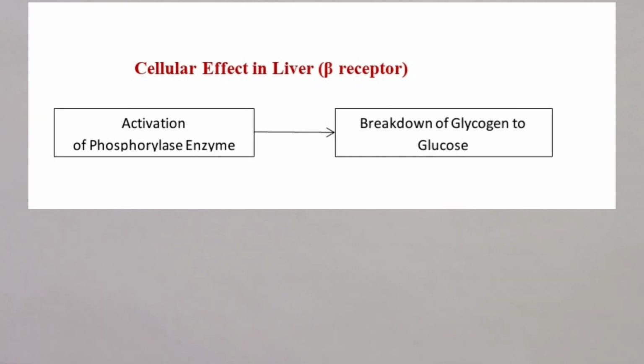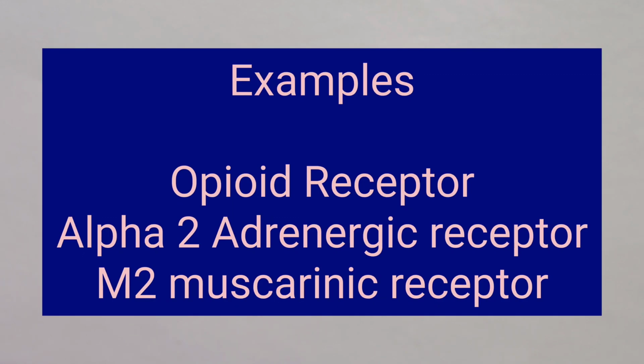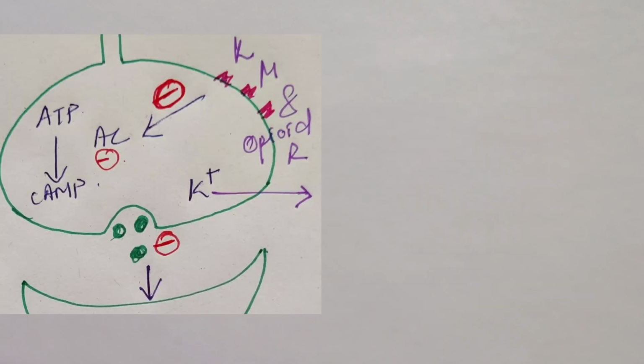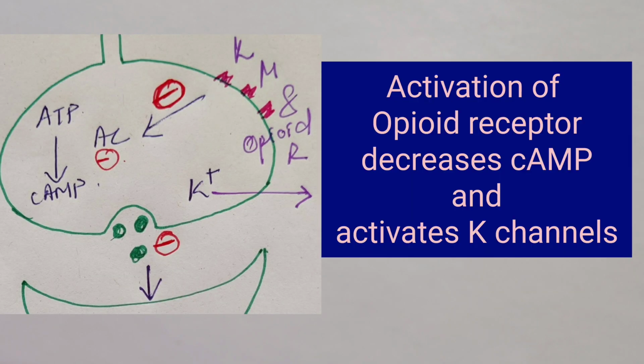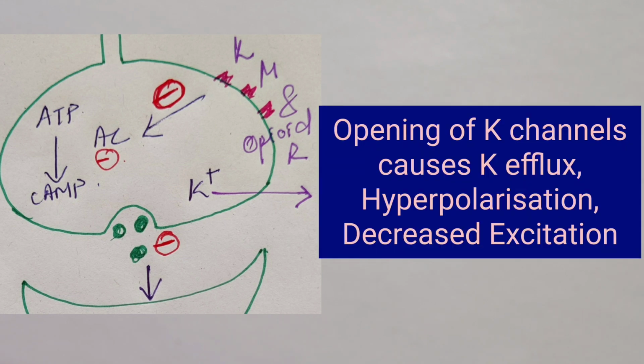The next subtype of G protein is G inhibitory protein. Examples of G protein coupled receptors acting through G inhibitory protein are opioid receptor, alpha 2 adrenergic receptors, and M2 receptors which are present in the heart. The opioid receptors are linked to G inhibitory protein. Activation of opioid receptor decreases cyclic AMP formation which leads to activation of potassium channels. Opening of potassium channels causes efflux of potassium ions causing hyperpolarization and decreasing the excitability in the neurons.